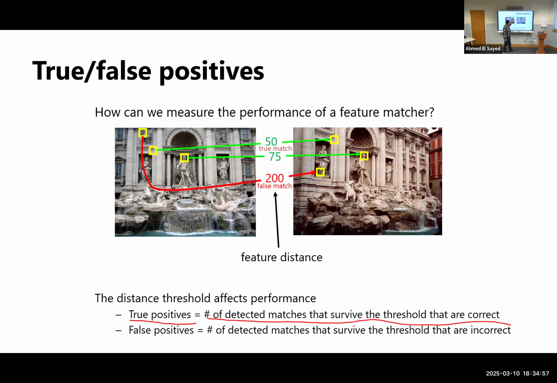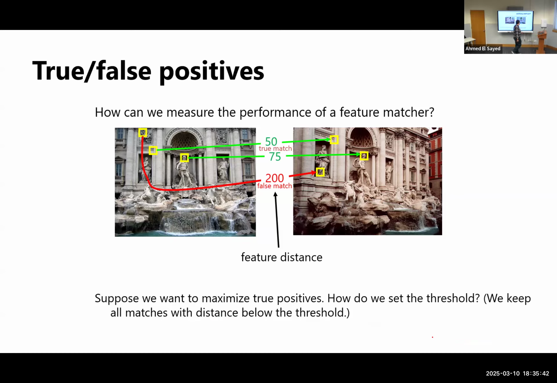So those match with each other and they are correctly matched. So this is considered to be true positive, number one. This one is correctly matched, and this is number two. So I have two true positives. Another thing I will call false positive. What does this mean? Matches that survive the threshold or the minimum distance, but they are not correctly matched. Like this one. So in this one, I have two true positives, one false positive. Okay?